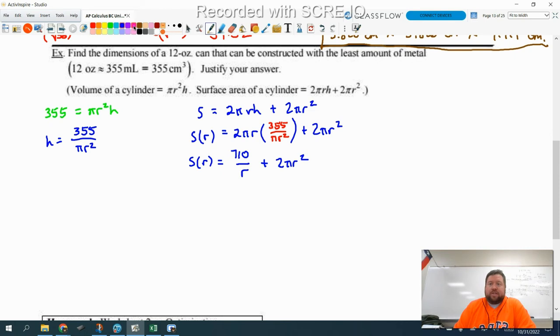All right, once you found your equation, take the derivative. S prime of r is equal to, multiply by -1, so negative 710, r to the -2, back down to the denominator. Derivative here, oops, not equals, plus 4 pi r.